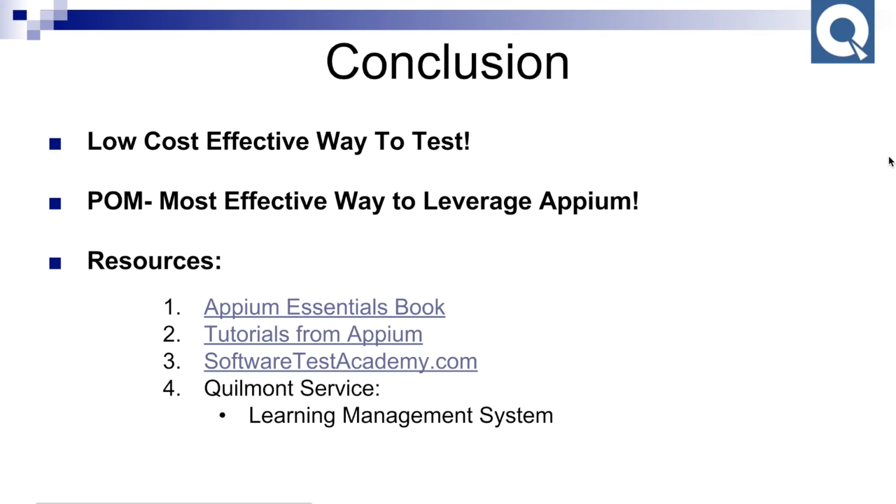In conclusion, Appium is a low-cost, effective way to test your application for quality. The page object model is the most effective way to leverage Appium. It makes writing and executing test methods more maintainable, reusable, and effective. There are plenty of free resources out there to help you get started. Sauce Labs has some great tutorials.